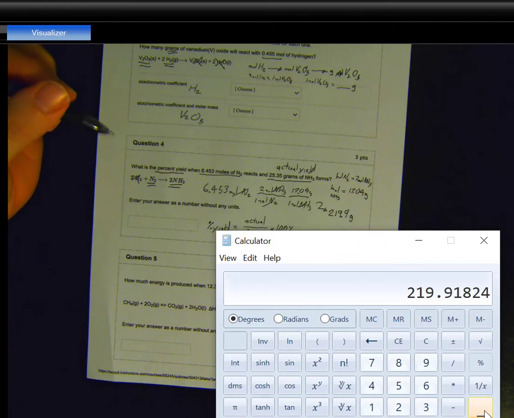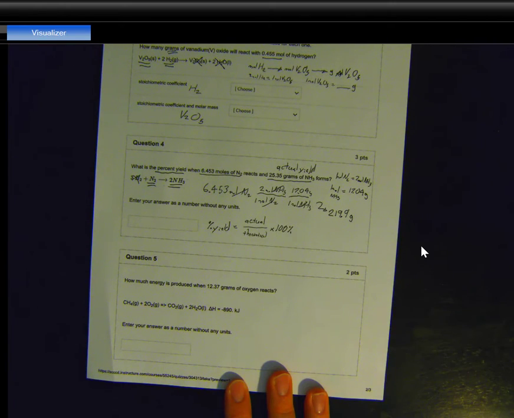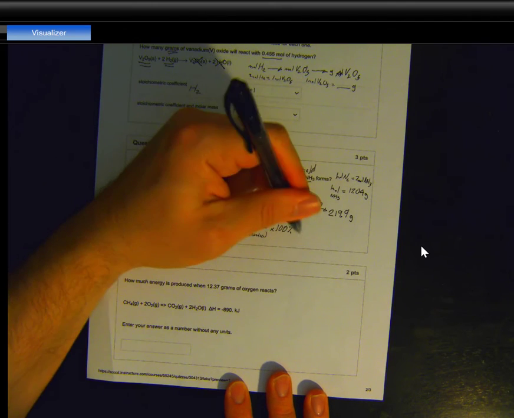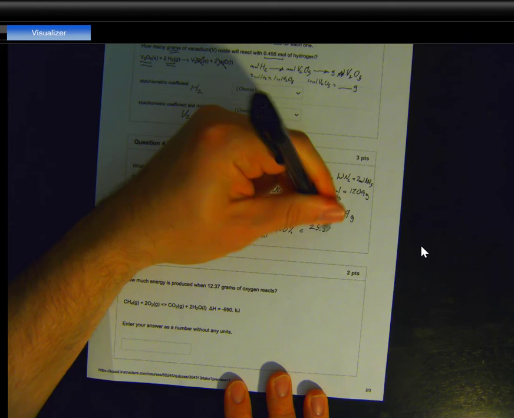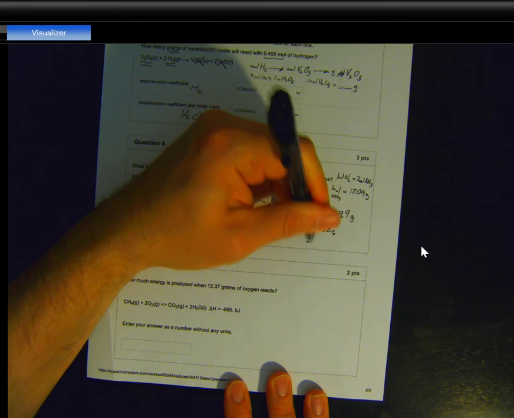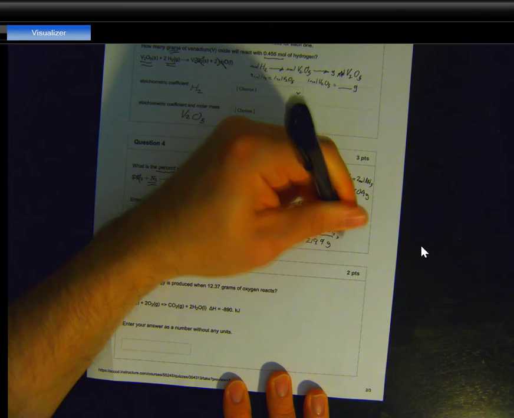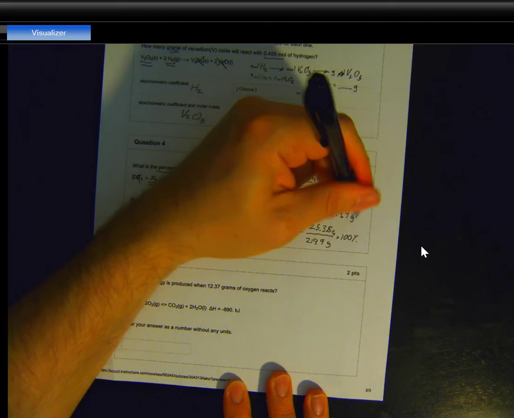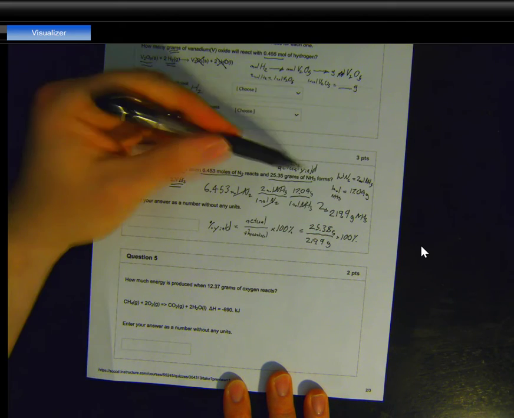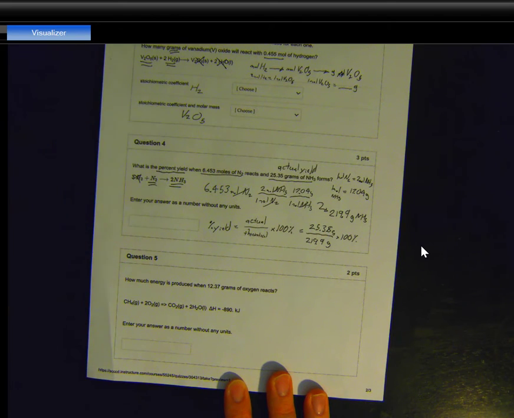Okay, so then we would, let me again move this calculator out of the way for the moment. Then our actual divided by theoretical would be our actual, 25.35 grams divided by 219.9 grams times 100%. Important here, this is grams of NH3. They have to be grams of the same thing in order to do this.